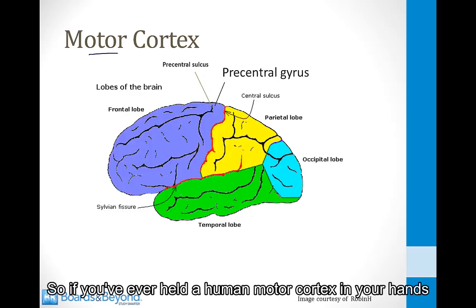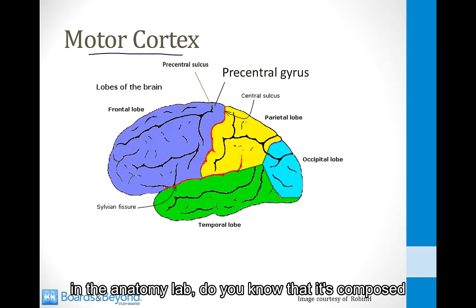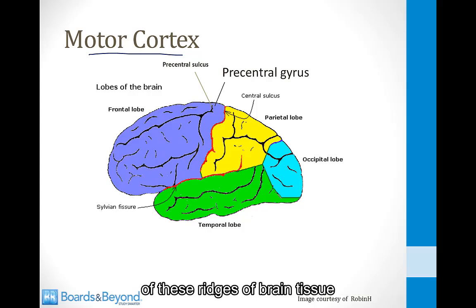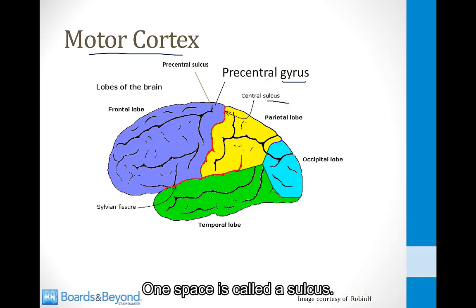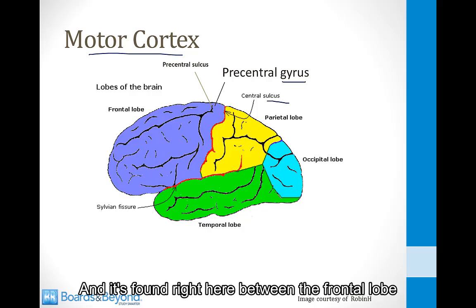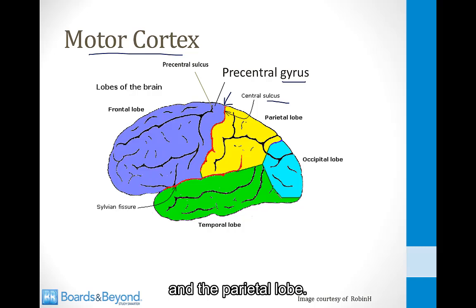So if you've ever held a human motor cortex in your hands in the anatomy lab, you know that it's composed of these ridges of brain tissue, and each ridge is called a gyrus. Multiple ridges are called gyri. Between the gyri, there are spaces called sulci. One space is called a sulcus. And one of the most important sulci is called the central sulcus, and it's found right here between the frontal lobe and the parietal lobe.